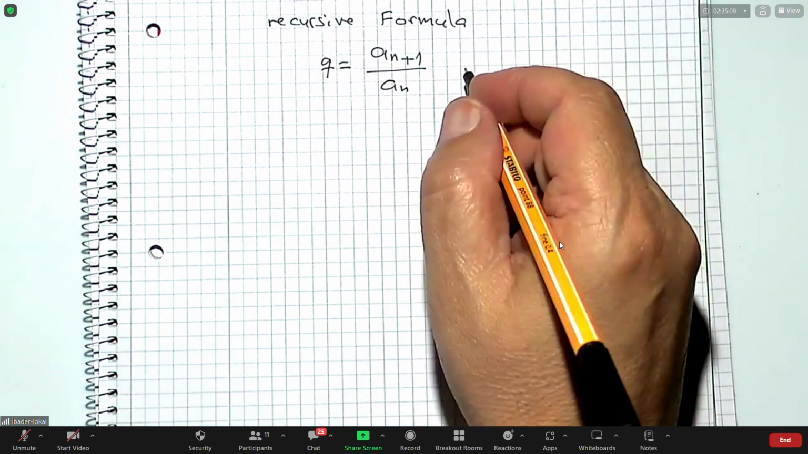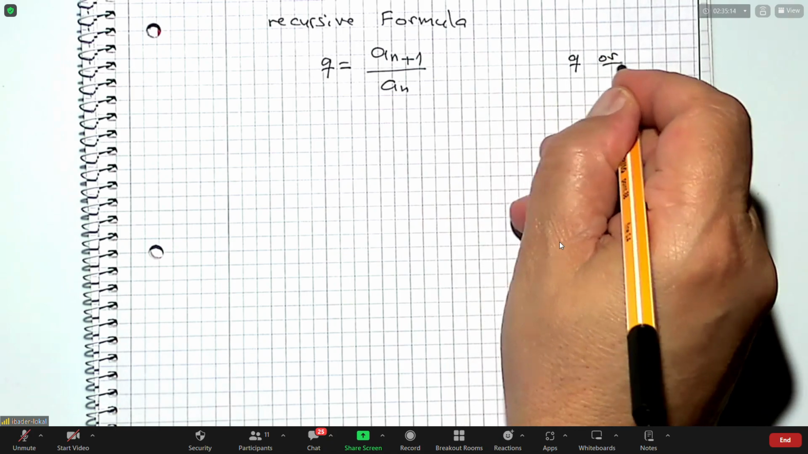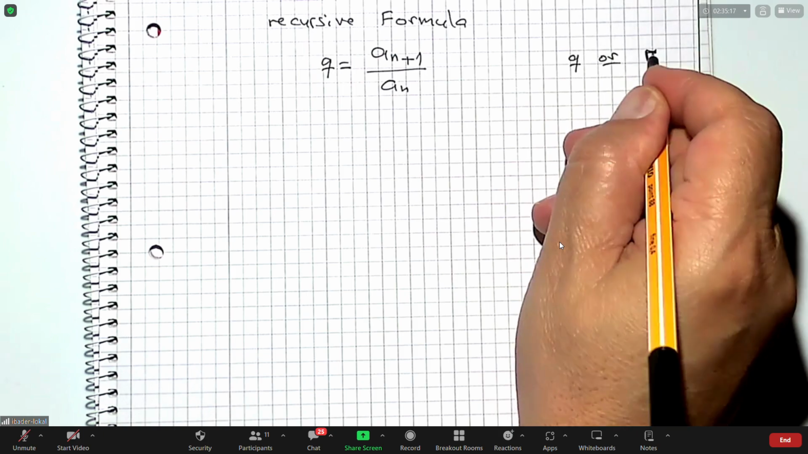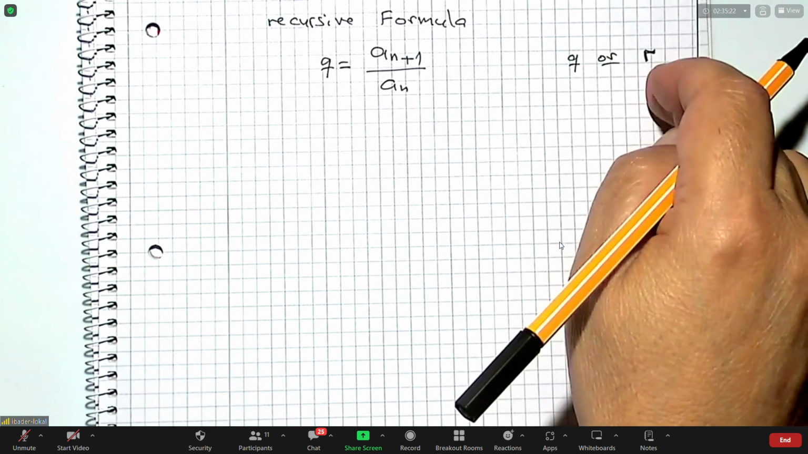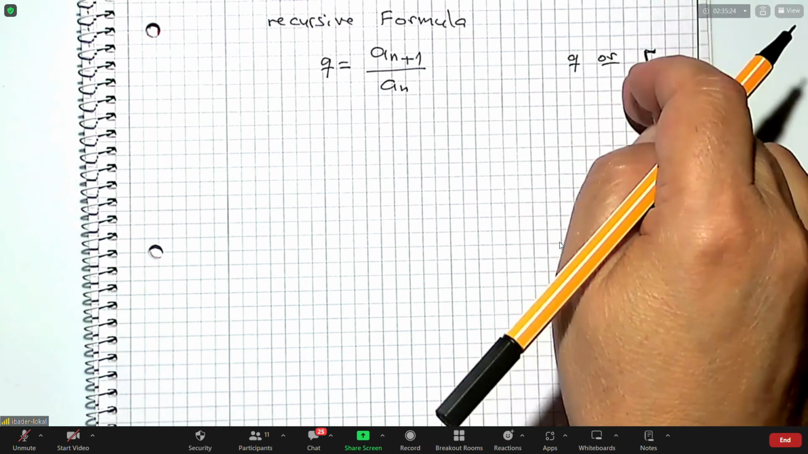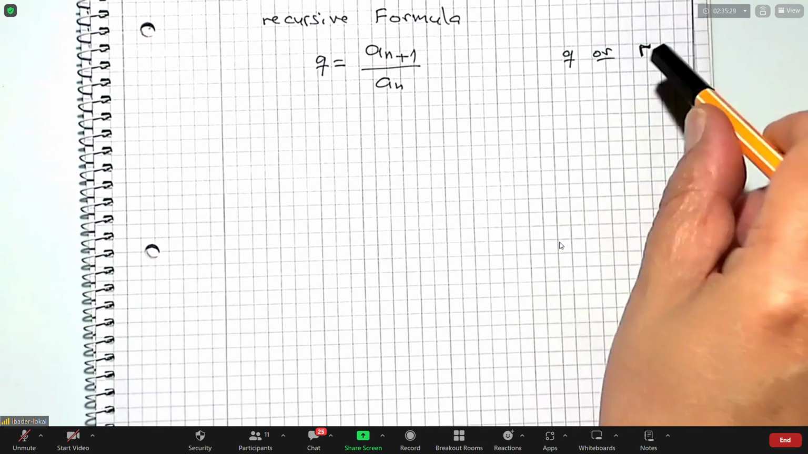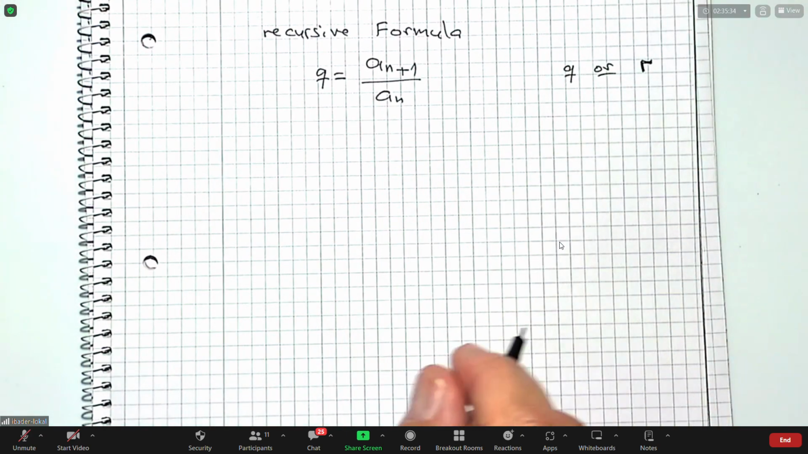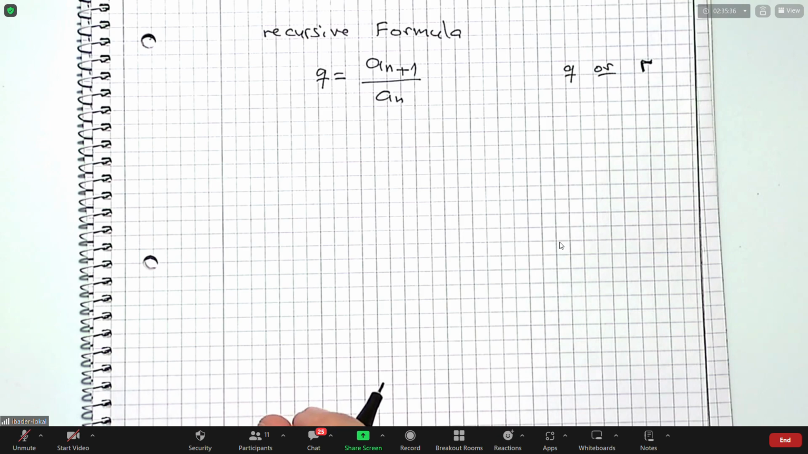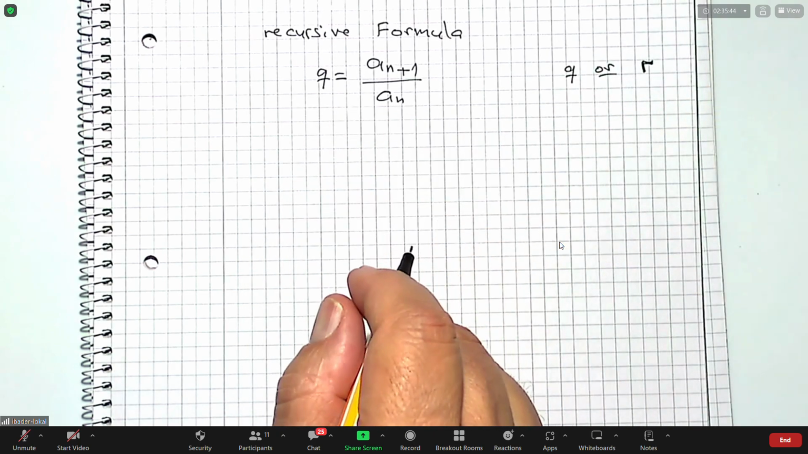By the way, in English literature, they also use R together with this formula. It's just a notation, because Q stands for quotient and R for ratio. So sometimes if you are using English resources, you might have R instead of Q, but it doesn't make any difference.